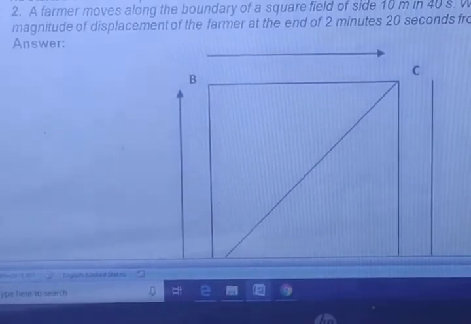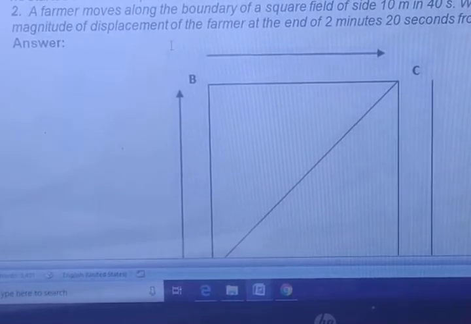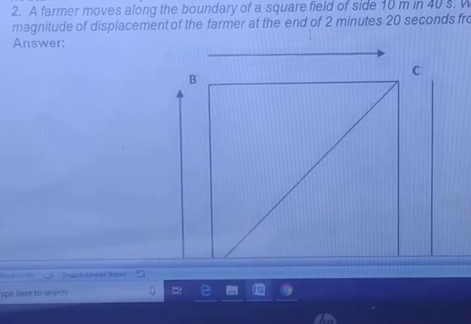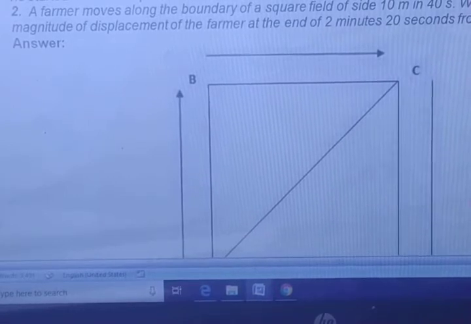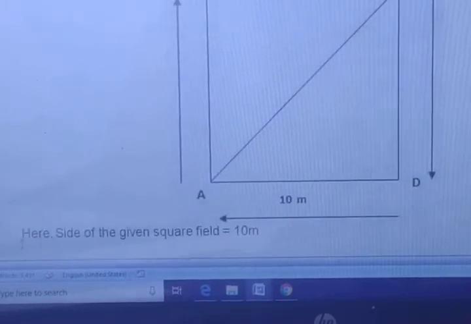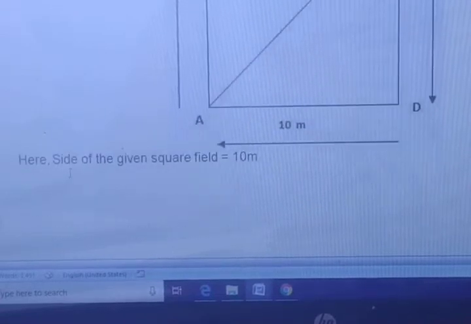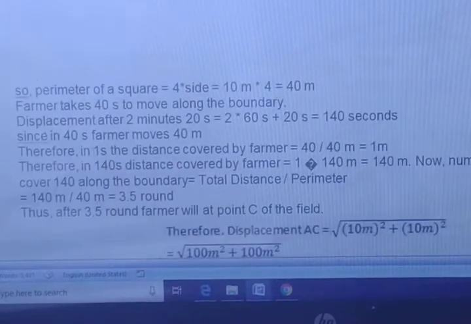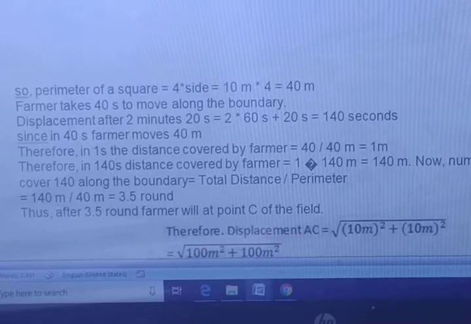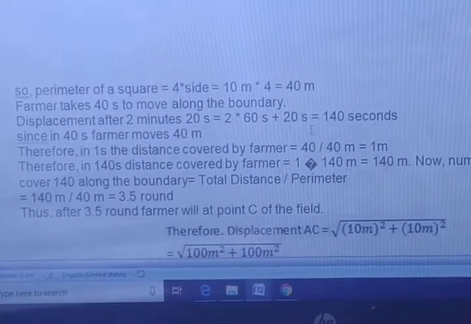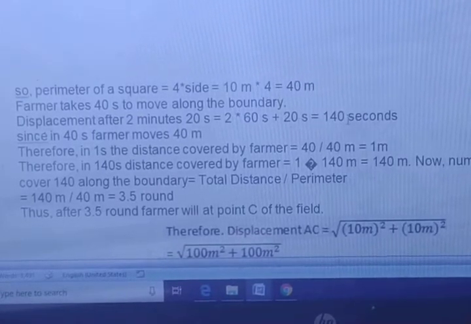A farmer moves along the boundary of a square field, 10 meters in 40 seconds. What will be the magnitude of displacement of the farmer at the end of 2 minutes 20 seconds from the initial position? So you can see here, it is a square, and what will be the distance after 2 minutes 20 seconds? The side of the square field is 10 meters, so the perimeter will be 40, that is 4 into sides. The farmer takes 40 seconds to move along the boundary. After 2 minutes 20 seconds, where will he be? 2 into 60 plus 20, that is 140 seconds.